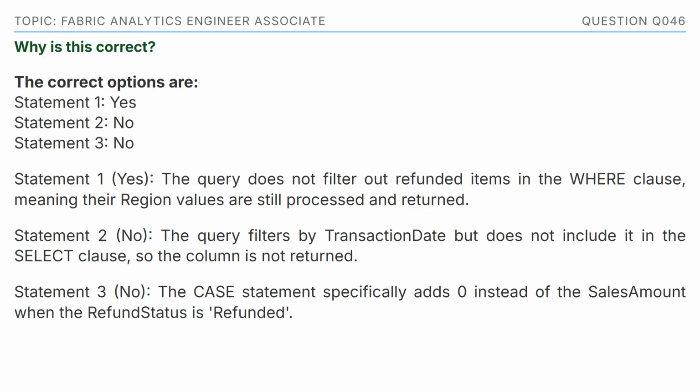The correct options are Statement 1, yes; Statement 2, no; Statement 3, no. Why are these options correct? Because Statement 1, yes, the query does not filter out refunded items in the where clause, meaning their region values are still processed and returned. Statement 2, no, the query filters by transaction date but does not include it in the select clause, so the column is not returned. Statement 3, no, the case statement specifically adds 0 instead of the sales amount when the refund status is refunded.